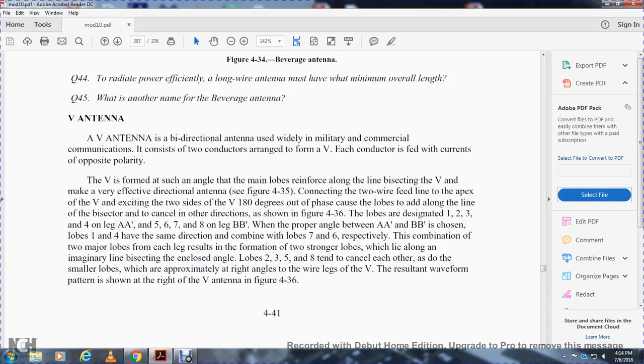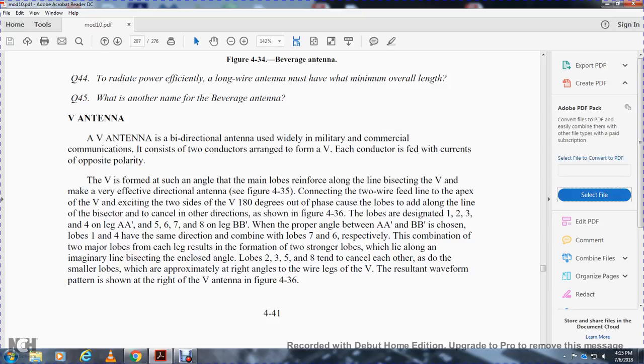The V antenna. The V antenna is a bidirectional antenna used in military and commercial communications, consisting of two conductors arranged in the form of a V. Each conductor is fed with currents of opposite polarity. The V is formed at such an angle that the main lobes reinforce along the line bisecting the V, making it a very effective directional antenna. Figure 435 shows the two-wire feed line connected to the apex of the V, consisting of the two sides of the V with an angle alpha.